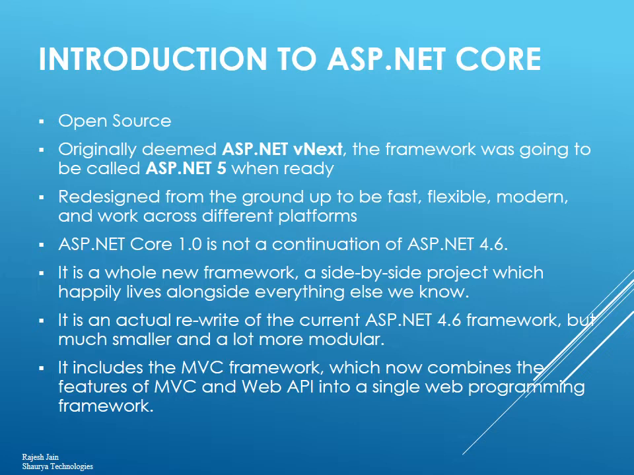Originally it was called ASP.NET Next version and later it was supposed to be called ASP.NET 5. However, Microsoft changed the name, and the first release was on 17 May 2016. After that, ASP.NET Core 2.0 was released on 14 August 2017.